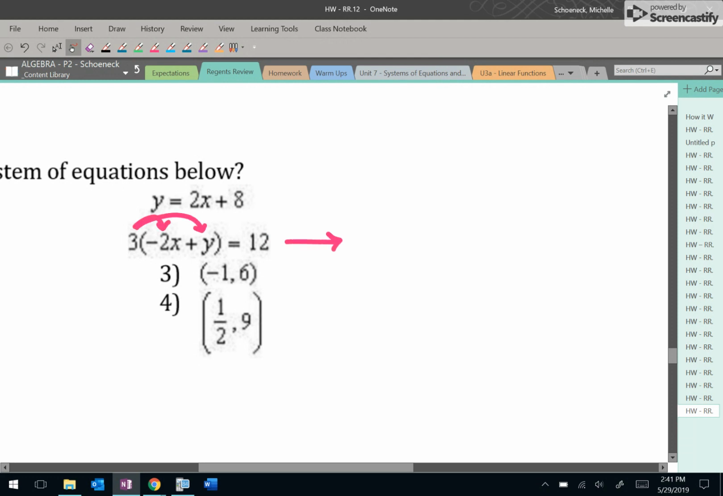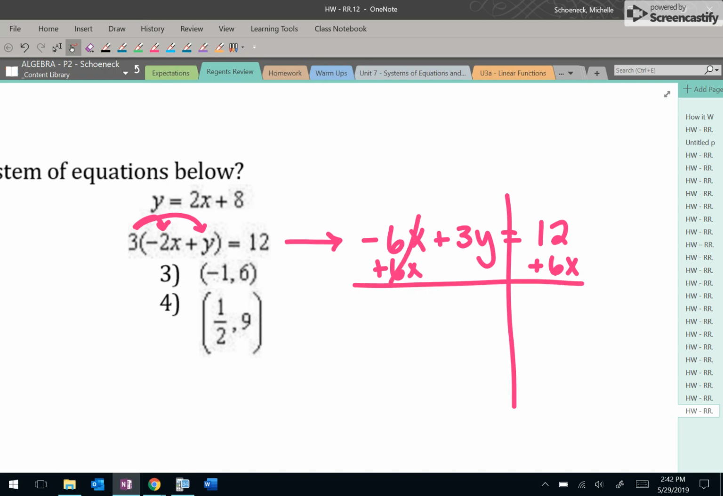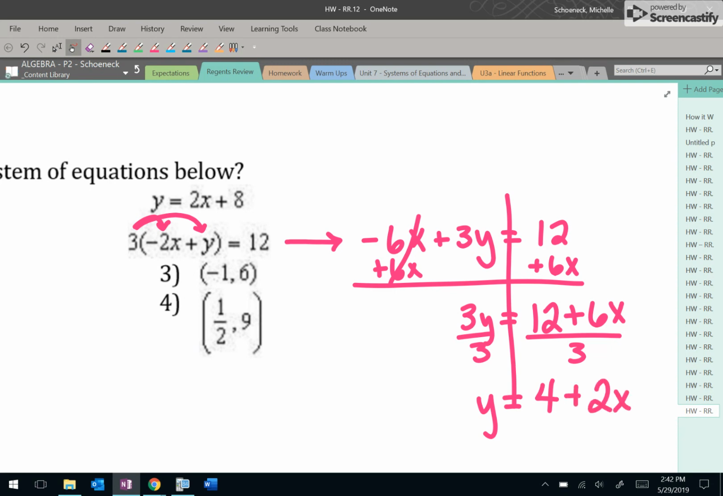So the first thing I'm going to do is distribute that 3. So I really have negative 6x plus 3y is equal to 12. Here I'm going to draw my lines down, add 6x to both sides. Now remember, I can't combine 12 and 6x, so that stays 12 plus 6x is equal to 3y, and divide everything by 3. All right. Now this is easy. 3 goes into 12, so that's 4, and 3 goes into 6, so that's 2.